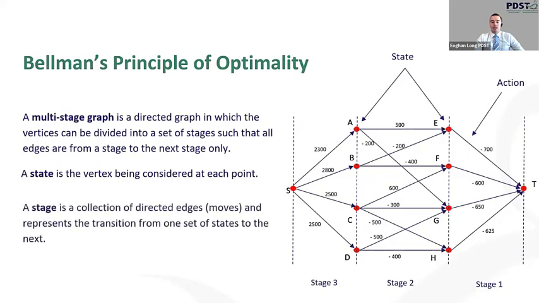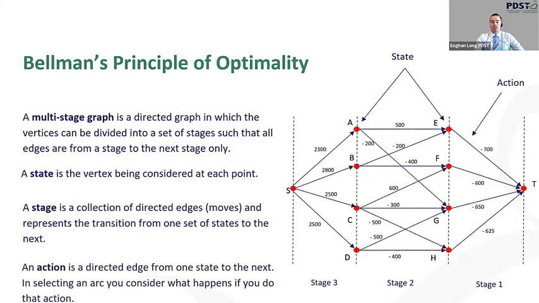A stage is a collection of directed edges or moves and represents the transition from one set of states to the next. Stages could represent time intervals or the phases of a project. Finally then, an action is a directed edge from one state to the next. This could be deciding to use one product over another or to invest or not invest.